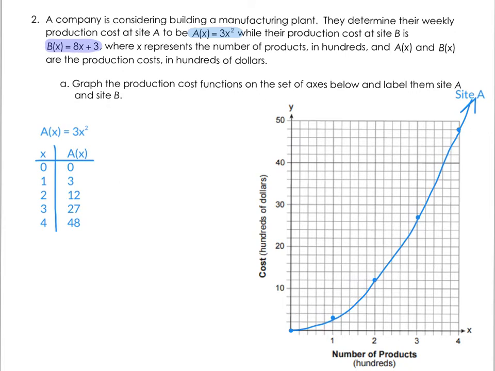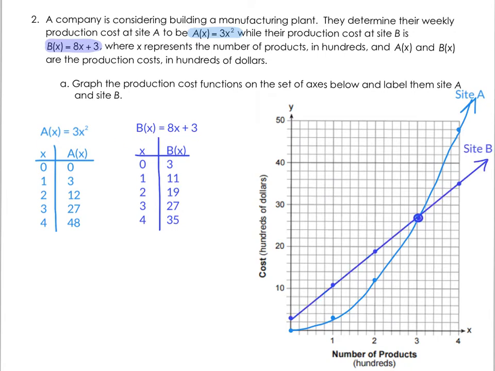Now I'm going to do the same thing for the B of x function. I'm just going to write down my table for B of x as well. Then once you have those points, hopefully you get the same ones that I do with the y values 3, 11, 19, 27, and 35. You can go ahead and plot those points, and this time we can connect with a straight edge to show that this is a linear function. So there's not a curve needed, it's one straight line.